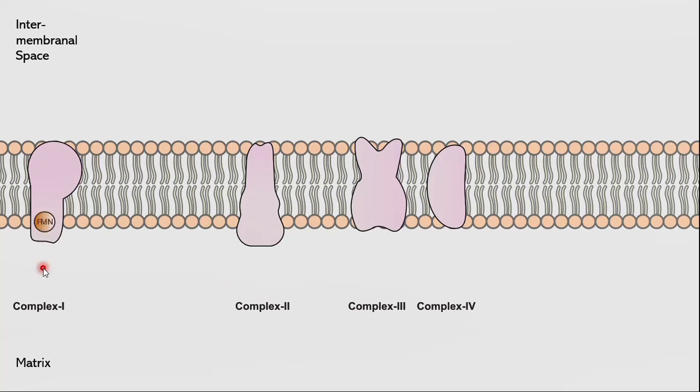Complex 1 contains 2 kinds of protein, that is FMN and FeS. FMN is basically flavin mononucleotide and FeS is an iron sulfur protein. FMN takes electrons from NADH and converts it into NAD positive, and transfers the electron to FeS, that is ferric, and converts it into its reduced form, that is ferrous, and transfers the electron to a mobile electron acceptor, that is ubiquinone. Sometimes it is pronounced as ubiquinol.